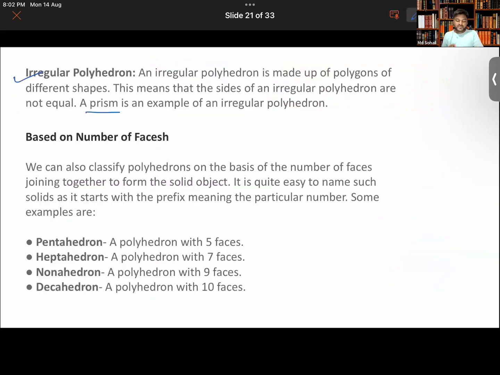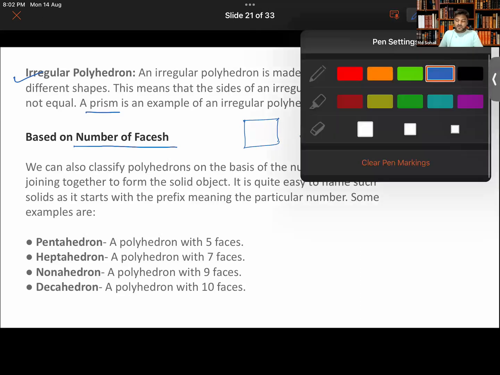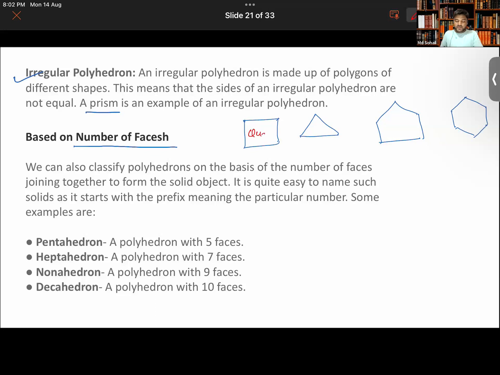Now, quickly moving on to the next concept: the number of faces, not the type of faces. How do we classify them? You have already studied how, based on the number of sides, we classify polygons. You had triangles, quadrilaterals, pentagons, hexagons. We were having 2D shapes like this. So this was called a quadrilateral, this was a triangle, this was a pentagon, this was a hexagon.